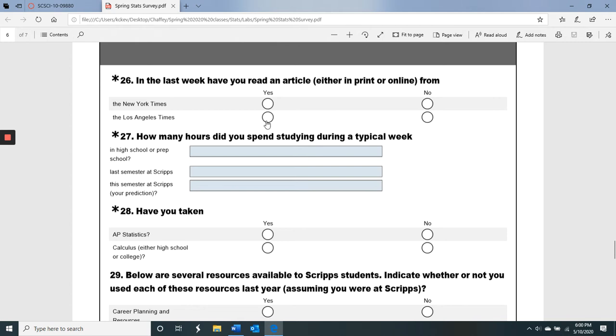Let's say I want to compare the people. Let's just look at these two variables. I want to look at the people who read the New York Times or don't, and ask myself, is that related to the people that read the LA Times or don't? So I have a nominal variable here. I have a nominal variable here. So if I want to relate two nominal level variables, I want to do a chi-square.